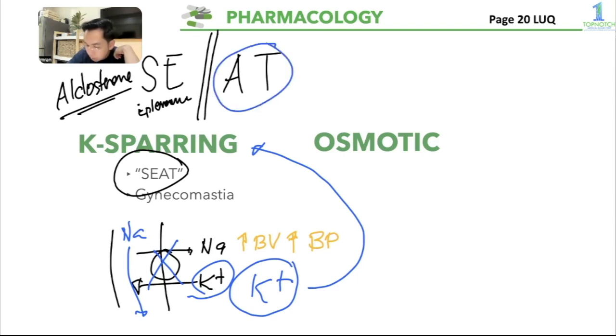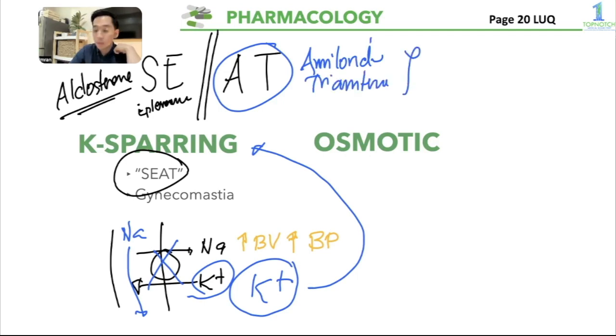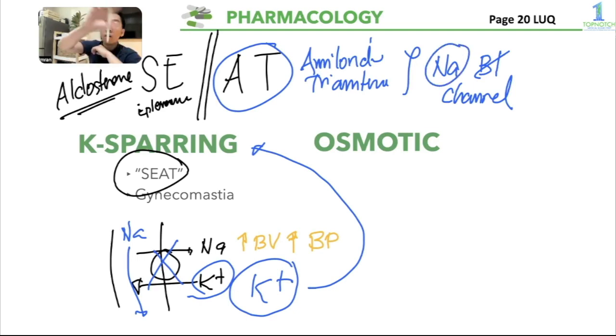Next, we have your AT: amiloride and triamterene. These two block the sodium channel, the epithelial sodium channel found in the collecting duct. Like I said earlier, as you go down the tubule, the electrolytes you block change. Sodium, potassium, 2 chloride in the loop; in the distal convoluted tubule, you block sodium chloride; by the time you reach the collecting duct, it's your sodium channel blockers.